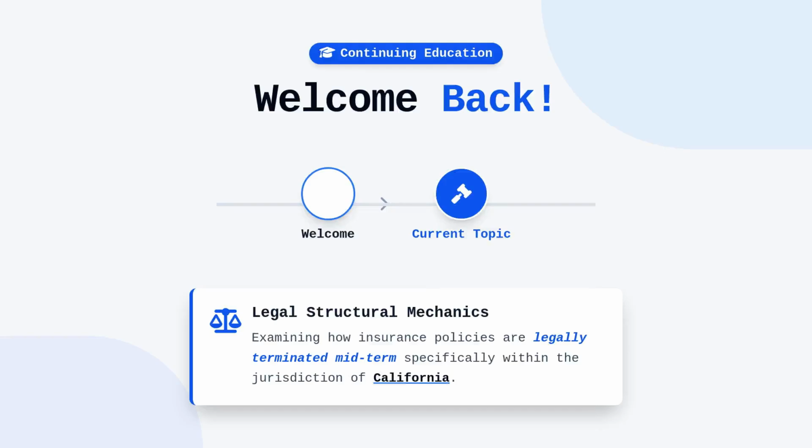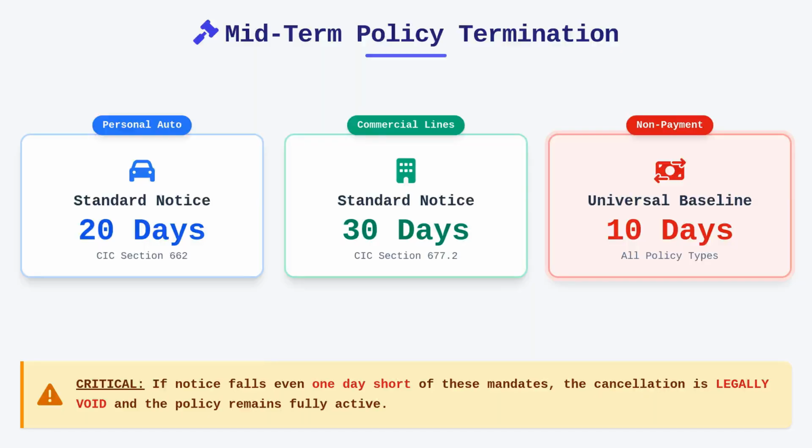Hello, and welcome back. We are moving directly into the structural mechanics of how insurance policies are legally terminated midterm in the state of California. Midterm policy termination requires strict adherence to statutory timelines, or the action is legally void. Under California Insurance Code Section 662, which governs personal automobile policies, a standard cancellation requires at least a 20-day advance written notice to the insured.